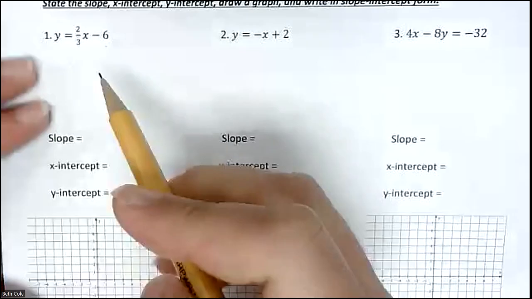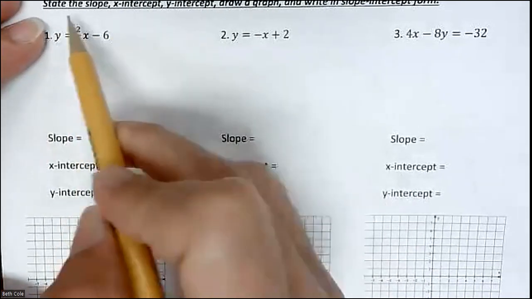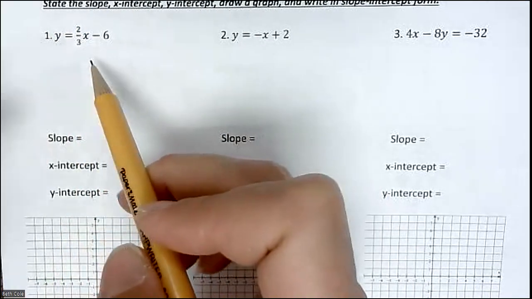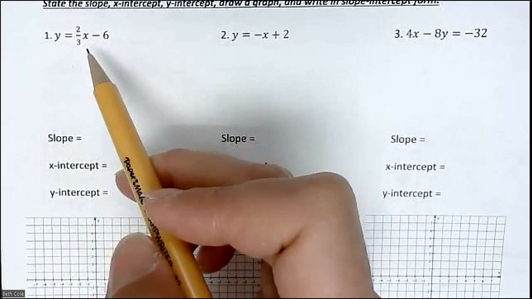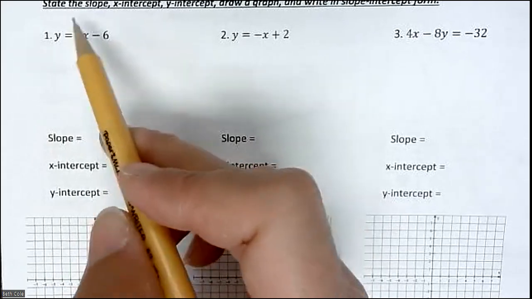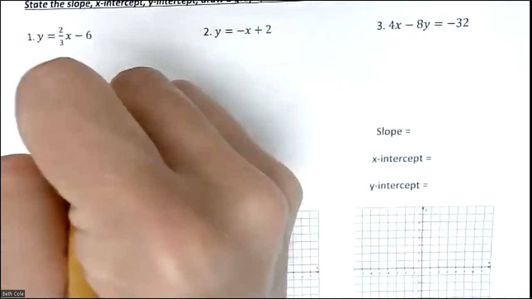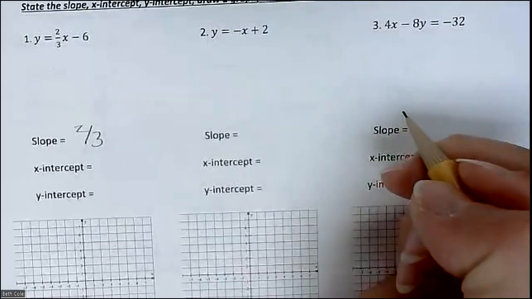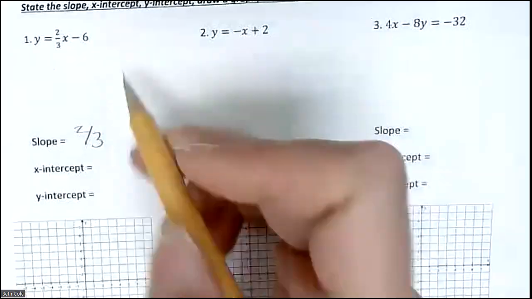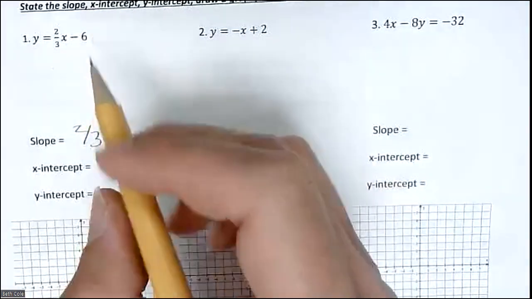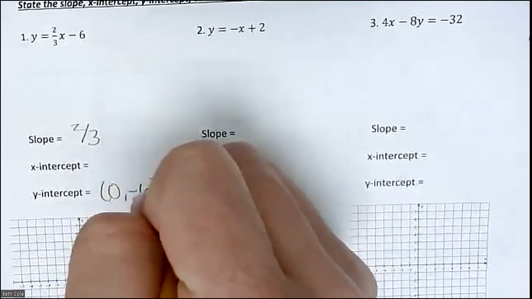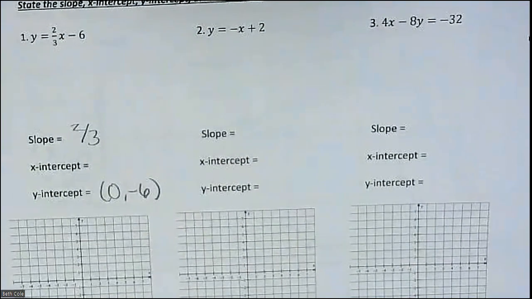All right. So looking at this one, it's already in y equals mx plus b form. Hey guys, what's the slope? And don't overthink this. Just which number out of that is the slope? Yep, 2/3 is your slope. And then your y-intercept is (0, -6). I did skip x-intercept. We're going to wait until we get the graph to get that one.